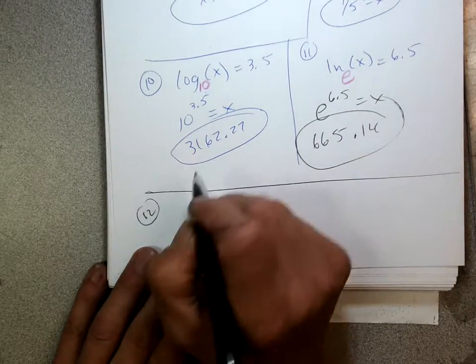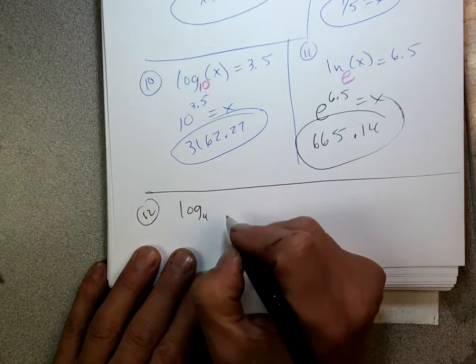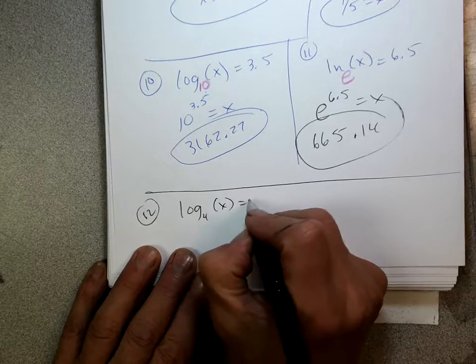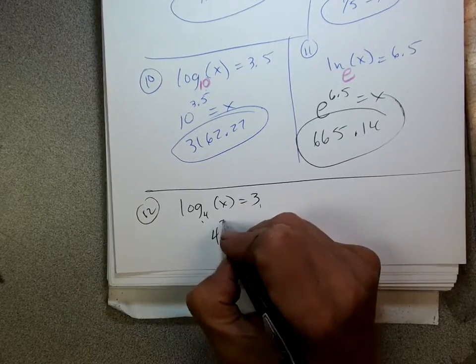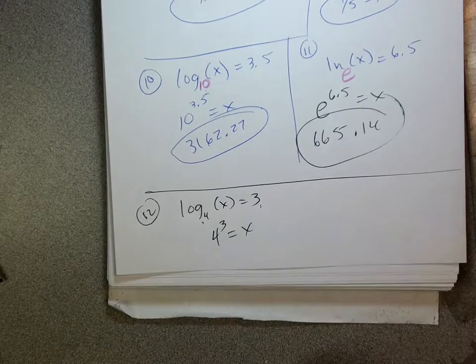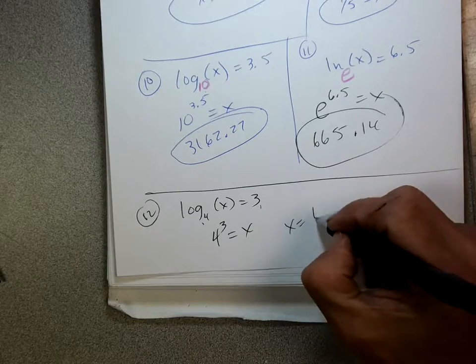12. I have log base 4 of x equals 3. So I'm going to go 4 to the 3, 4 to the 3 equals x. Well, I know what 4 to the 3 is. It's 64. 4 times 4 times 4 is 64.